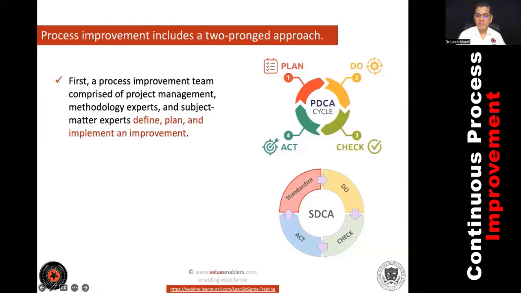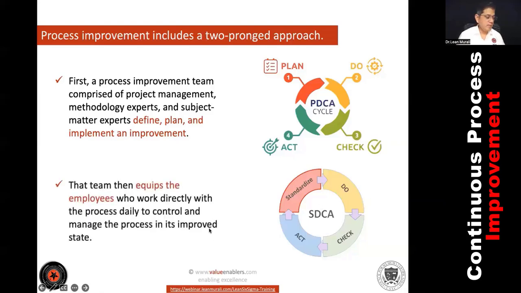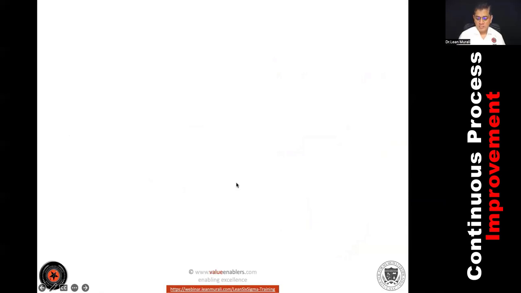Okay, and if you see here, the team then equips employees who work directly on the process. Now, this is where people have to be trained on those standards. People have to be trained on the standards. Only then you can bring in sustenance.